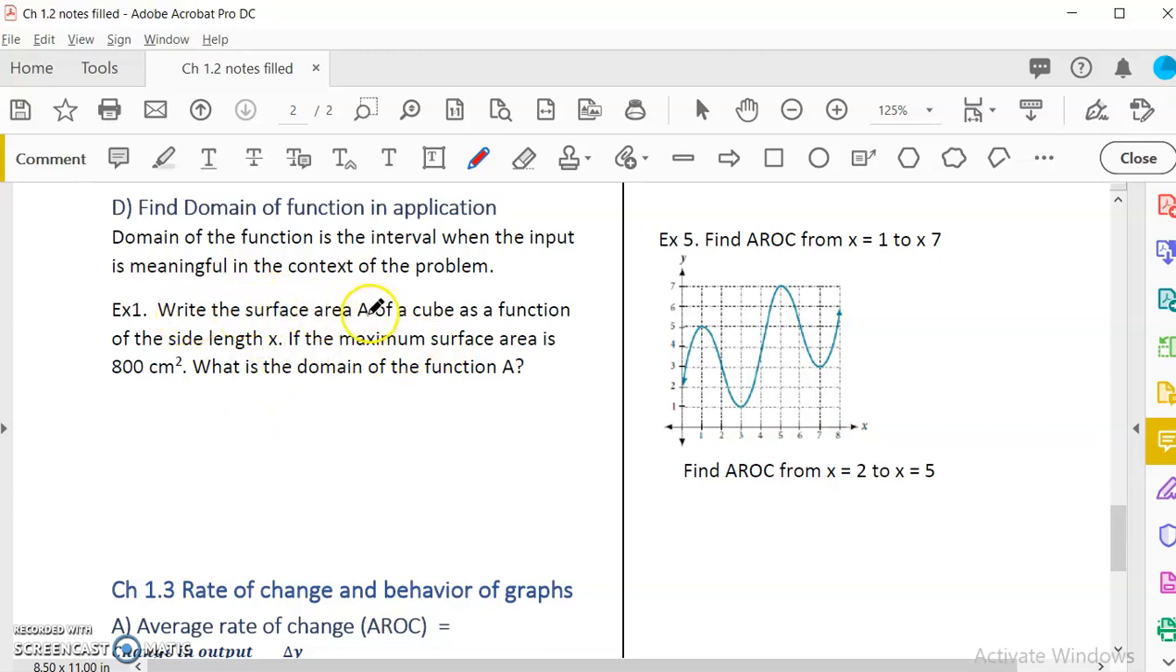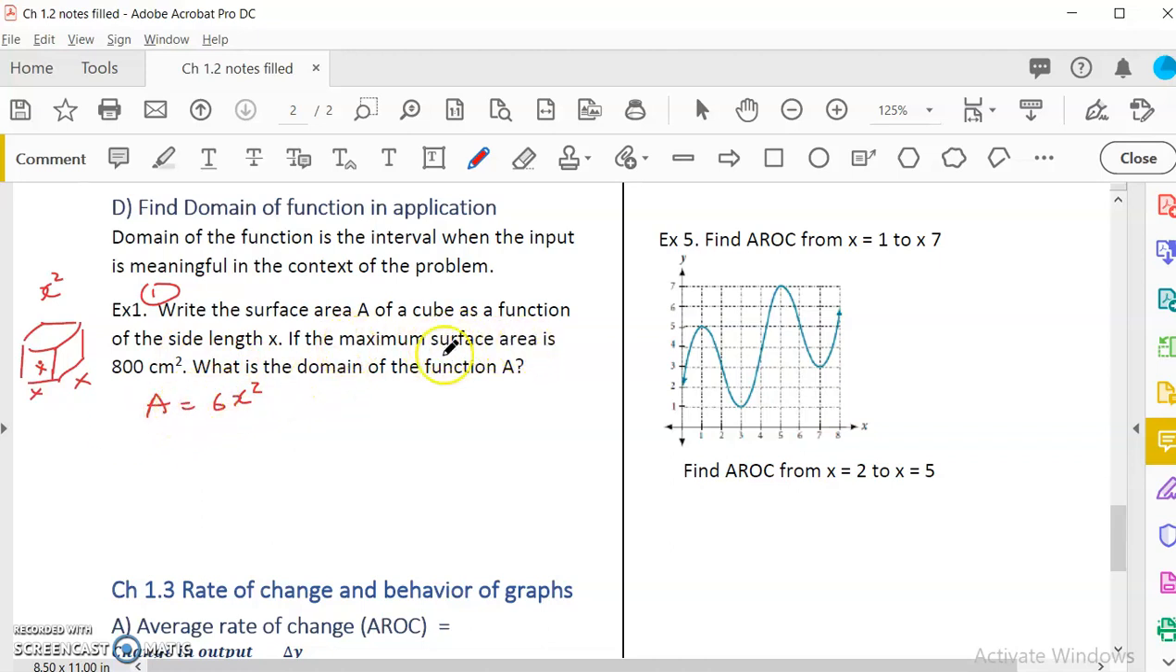Write the surface area A of a cube as a function of the side length x. So this is the first part. A is the surface area of a cube. Side length is x. Because it's a cube, all the side lengths are the same, right? Length, width, and height are the same. So surface area is 6 times x times x. Each side is x squared, right? And then I have 6 sides. So this is the surface area in terms of the side length of a cube.